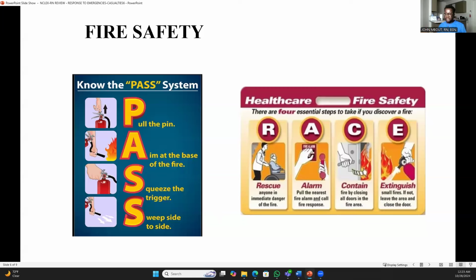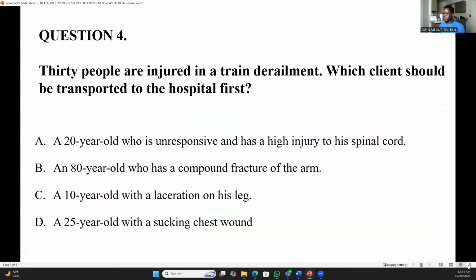Now, if it happens, they will give a scenario, okay? So there's a fire incident and the patient has been removed from the scene. What will you do next? You must follow this, okay? It means rescue has been attended to. R has been attended to. The next thing will be for you to pull the nearest fire alarm and not to contain. So you would think, okay, I've removed the patient from the scene, let me just go ahead and close the doors and the windows. Follow RACE. Follow RACE. Okay.